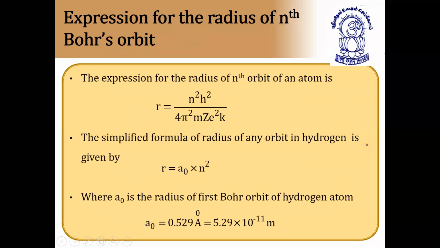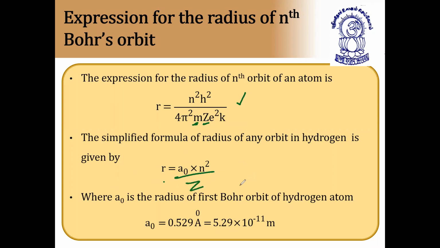Now, apart from this, Bohr also successfully calculated the radius of nth orbit, and the exact expression for radius of nth orbit is the principal formula, which is very big. After calculating, we can make it short. So n square h square by 4 pi square m Z square k, where Z is called atomic number. All the remaining are constants, and n is not constant, that is the orbit number. So the simplified formula for radius of any orbit in hydrogen is given by a into n square by Z, n square divided by Z for hydrogen and hydrogen-like species.